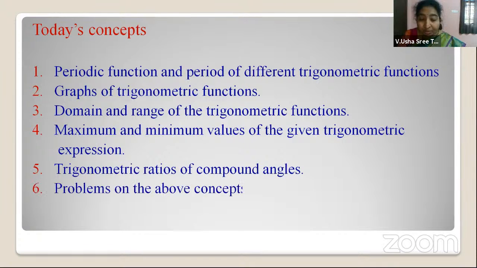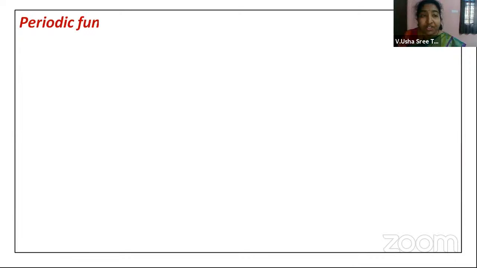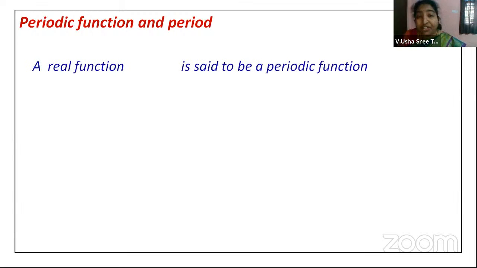Right, children? So, we'll quickly move into the topic periodic function and period. Now, before we get into this, what is periodic? The English meaning of periodic is what? Hope you know. We'll keep on using this very frequently when we talk, isn't it? So periodic means something appearing at or occurring at regular intervals. The same concept we are applying for trigonometric functions also.